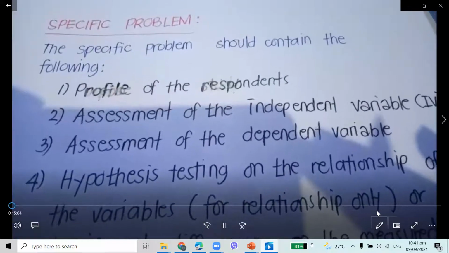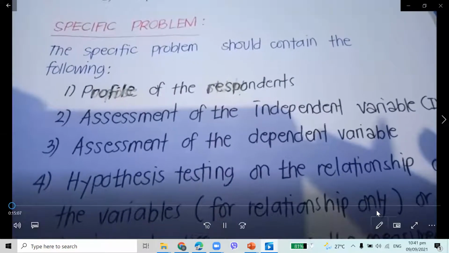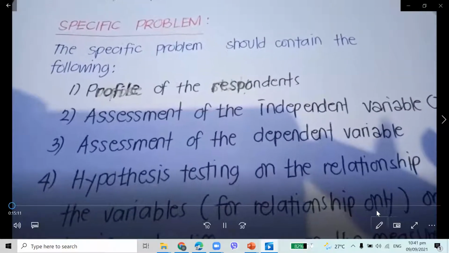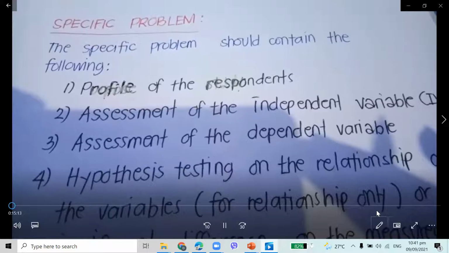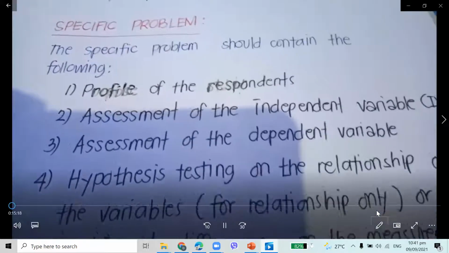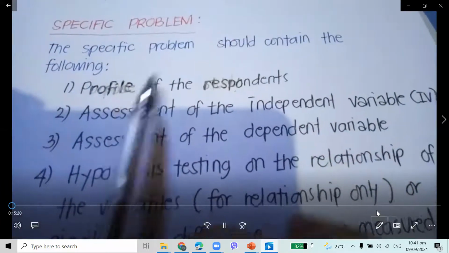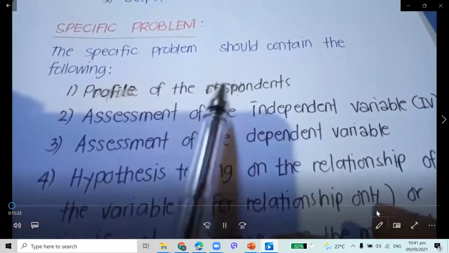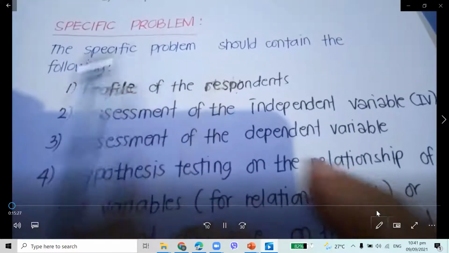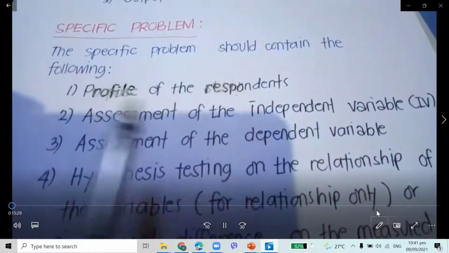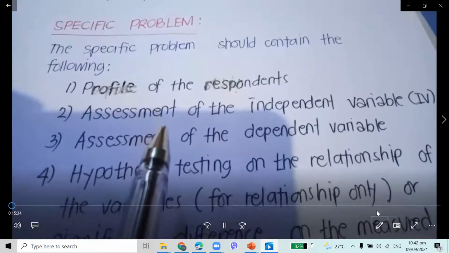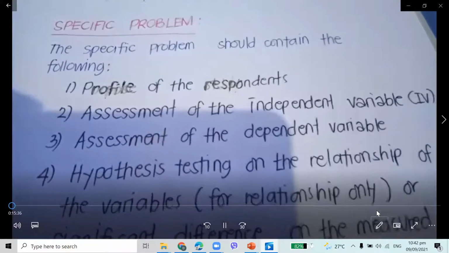Now that we have finally created our general statement of the problem, let's move on to the specific statement of the problem. Remember, as I said earlier, the specific problem should contain the following. First, we have the profile of the respondent. In this case, our first specific question should be about profiling of our respondent. And so for that matter, we will now move on to the creation of our first question.